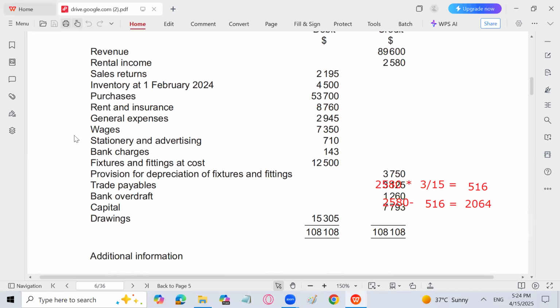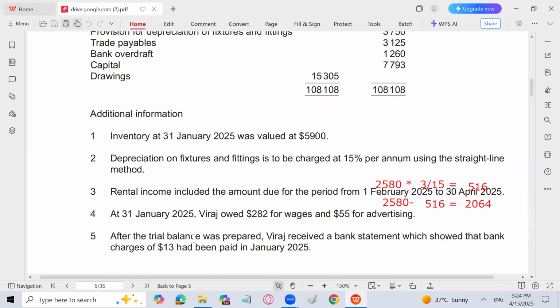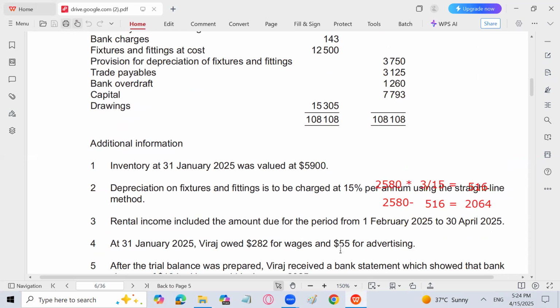At 31st January, Viraj owed 282 for wages. This will be added. And 55 for advertising. This will also be added, owing, accrued, outstanding.